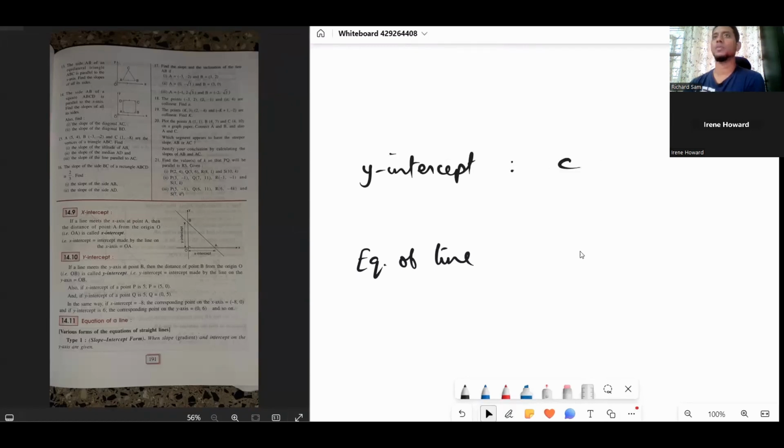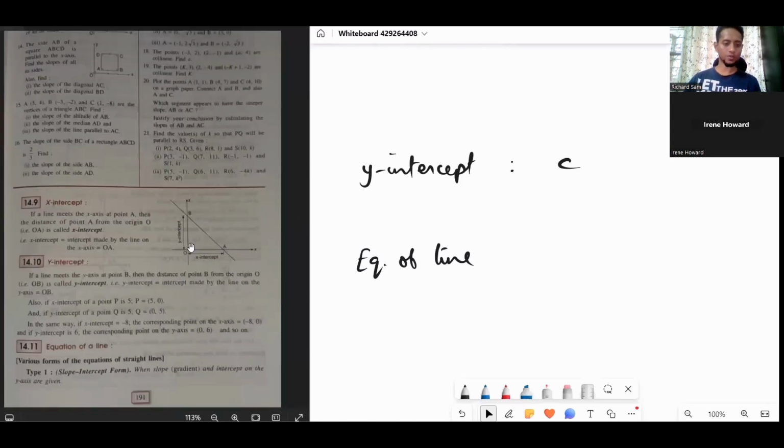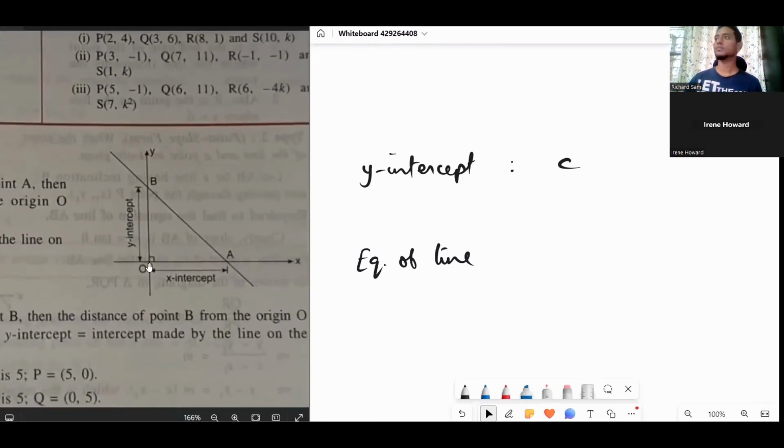Y-intercept, the alphabet to represent y-intercept is C. So for this diagram that you just now drew, what was C? 5. Yes or no? Check your diagram. 5, right? 5 was the y-intercept. So C is 5. And you also remember M. What was M? M is the slope.